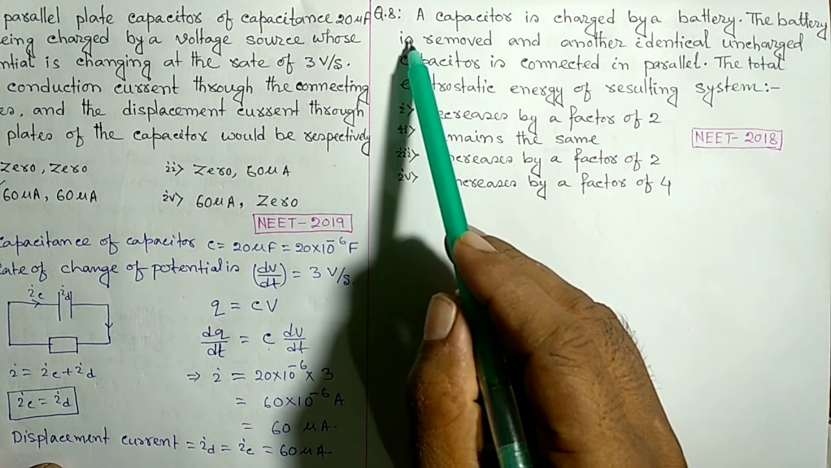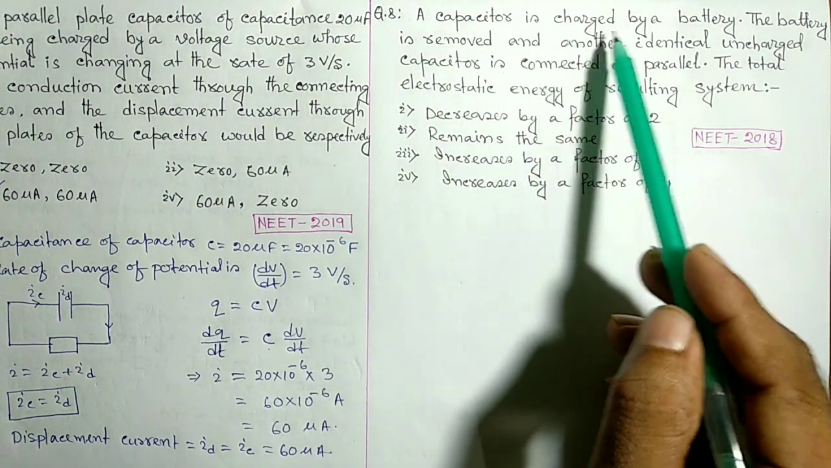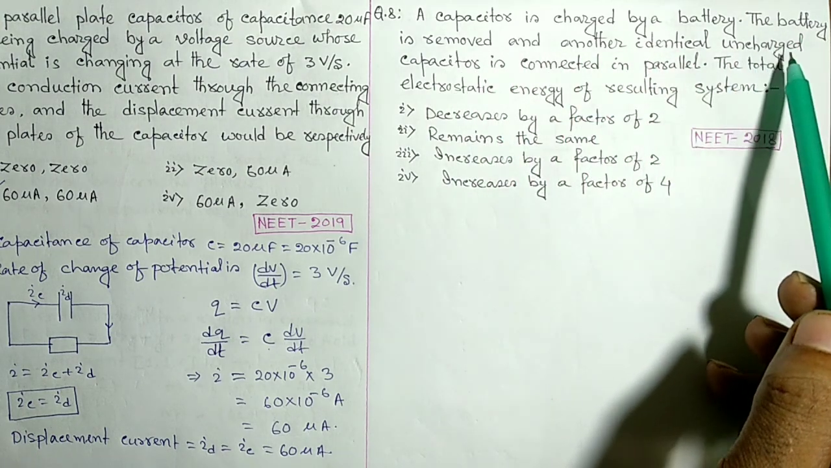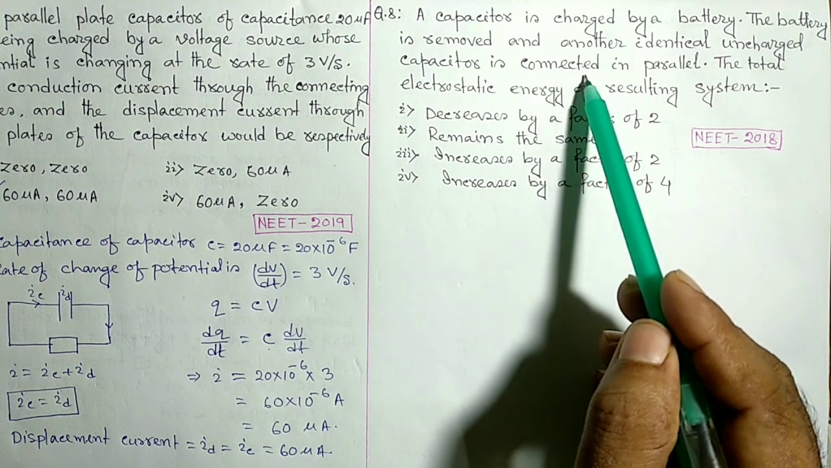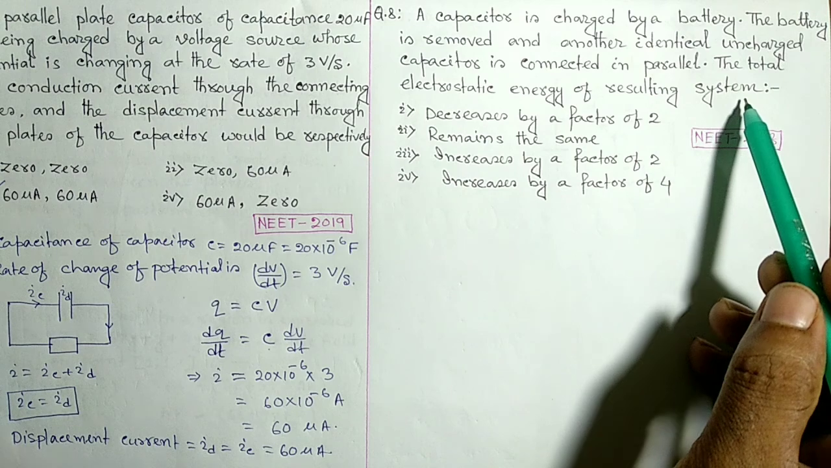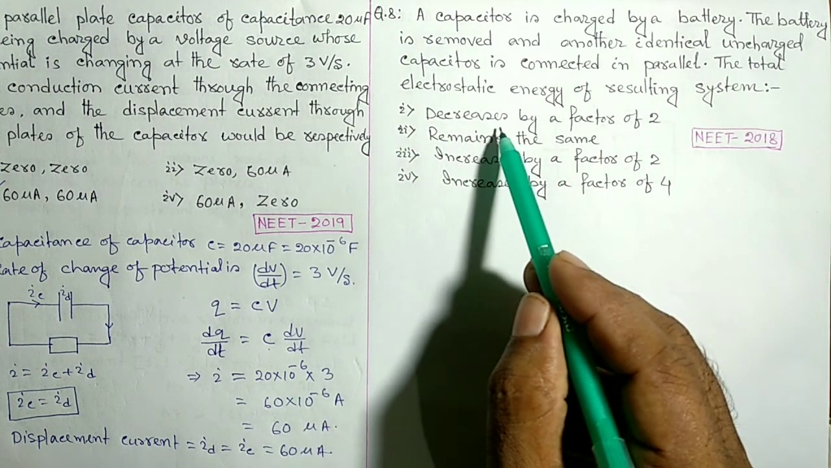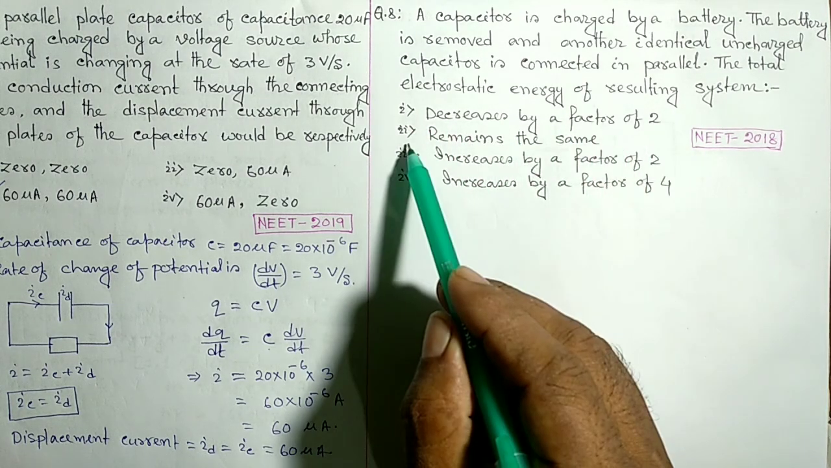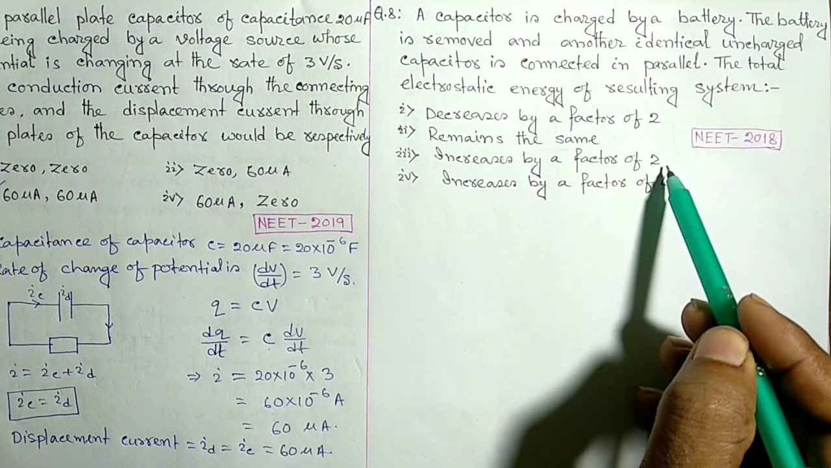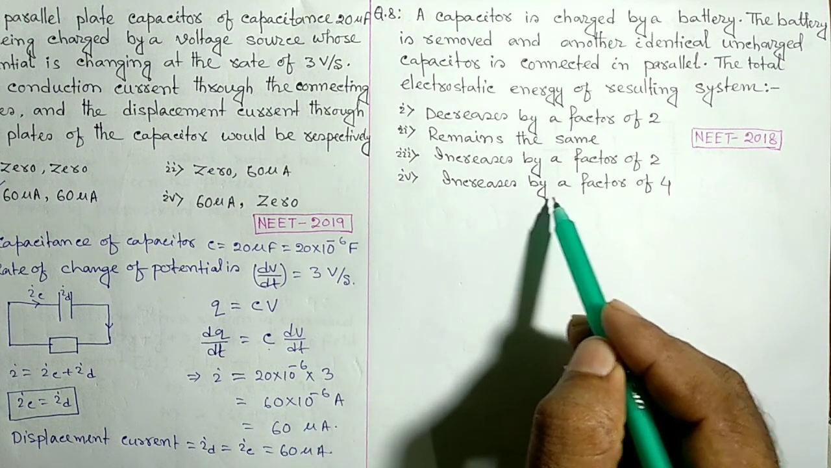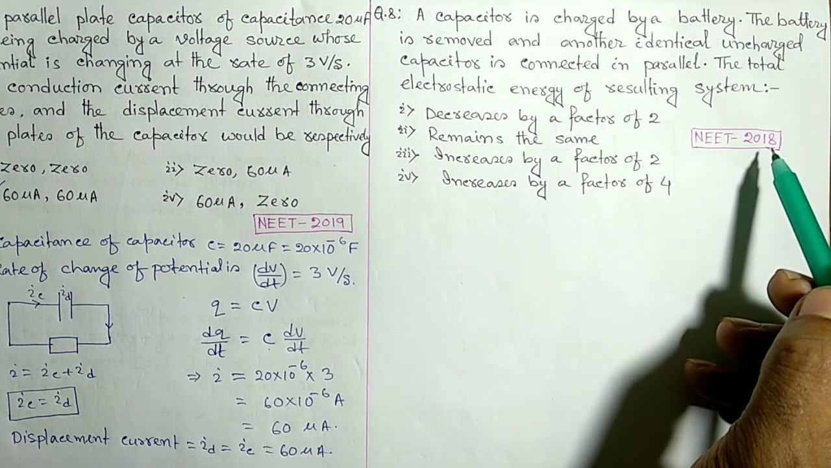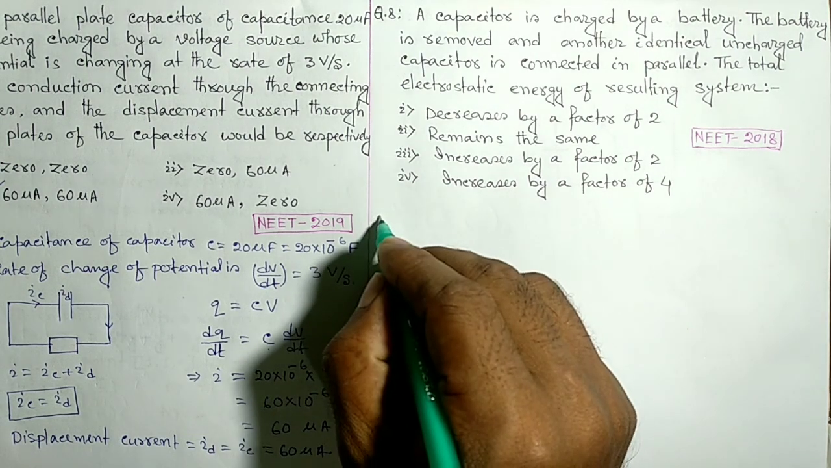Next question is question number 8. A capacitor is charged by a battery. The battery is removed and another identical uncharged capacitor is connected in parallel. The total electrostatic energy of the resulting system: option 1, decreases by a factor of 2; option 2, remains the same; option 3, increases by a factor of 2; option 4, increases by a factor of 4. The question was asked in NEET 2018. So let's go to the solution.